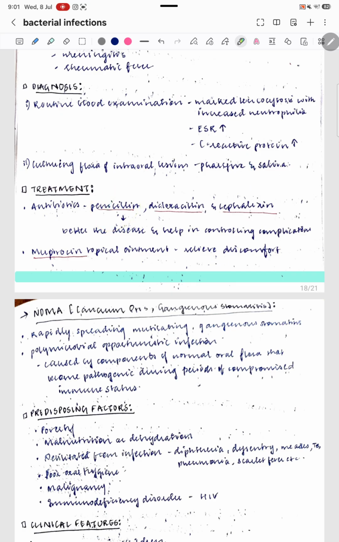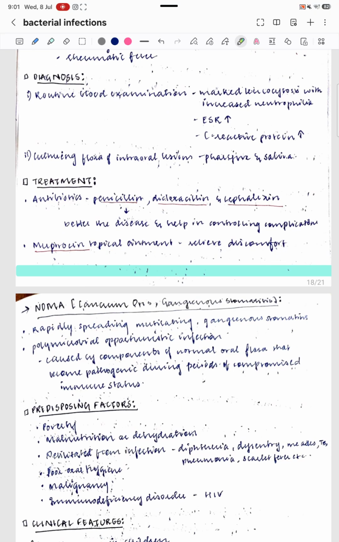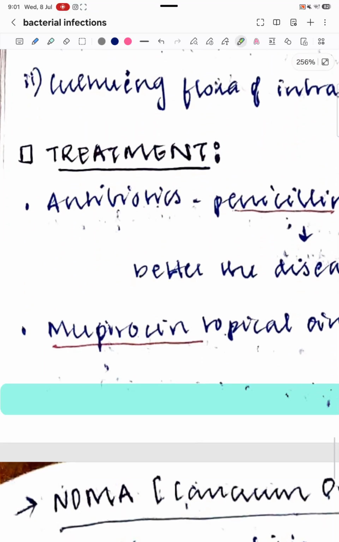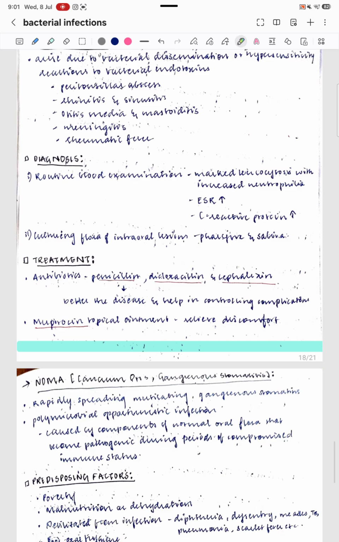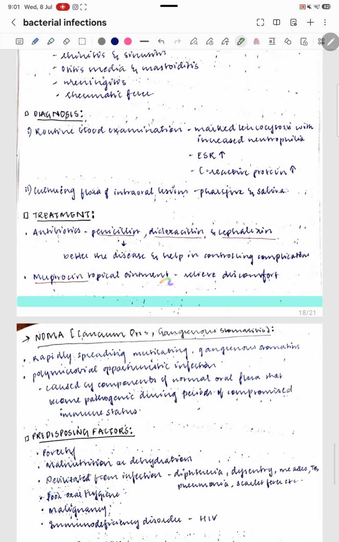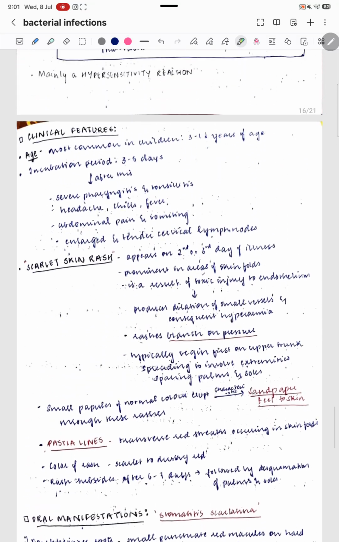Mupirocin is a topical ointment. Sorry for the pronunciation. Mupirocin is a topical ointment which relieves the discomfort. It is usually applied on the rashes. So that's all for scarlet fever.